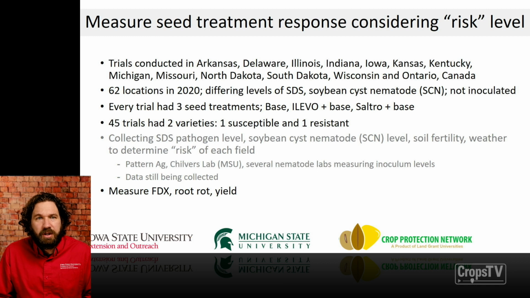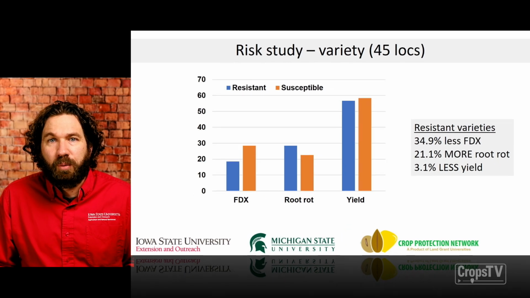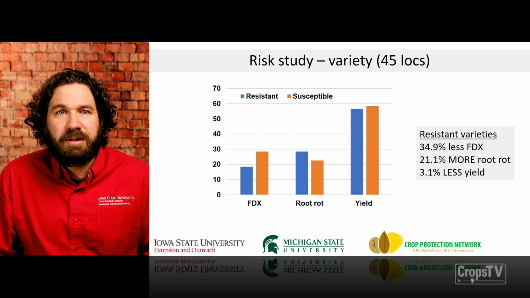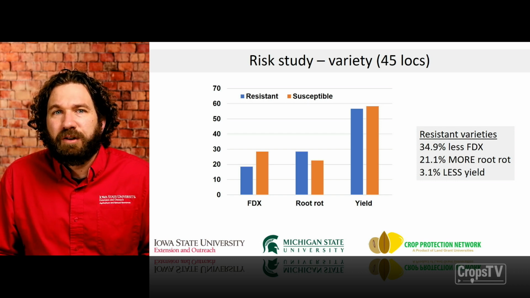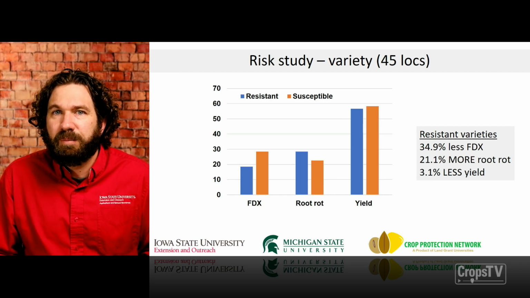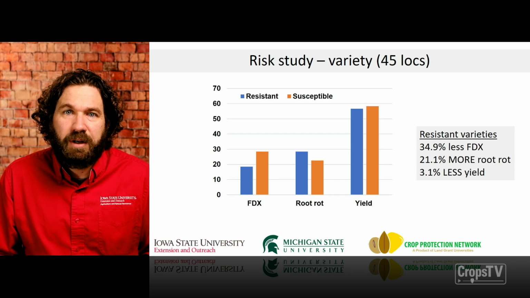And then from all these locations, we calculated FDX. We tried to calculate root rot at most of the locations, and then yield as well. So if you look at the variety first, what we found was the resistant variety in this case did reduce FDX, so it had about 35% less FDX than the susceptible. But if you start looking at the root rot phase, we actually had flipped. And so we actually had 21% more root rot in our resistant variety than in our susceptible. And the yields between the two varieties were pretty much a wash. In fact, the susceptible had just a little bit higher yield than the resistant.